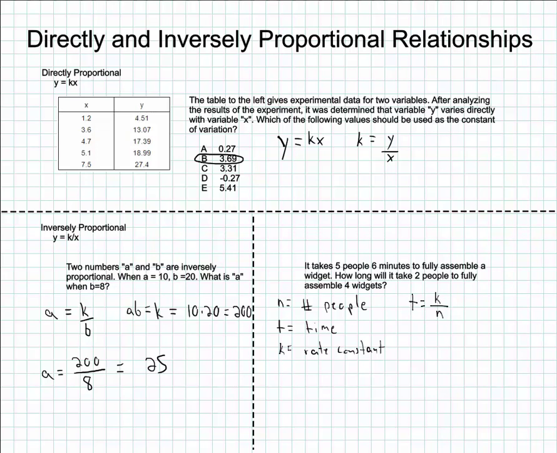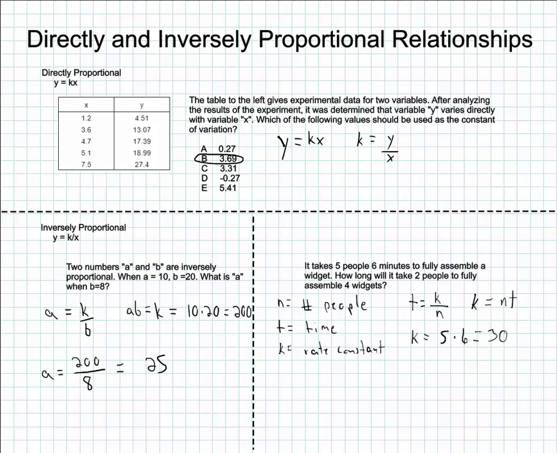Again, like the last problem, we're given two values. So we're actually given t, which is 6 minutes, and we are given n, which is the number of people at 5. So let's solve for k. So k is going to be equal to n times t. So k is equal to 5 times 6, or 30.